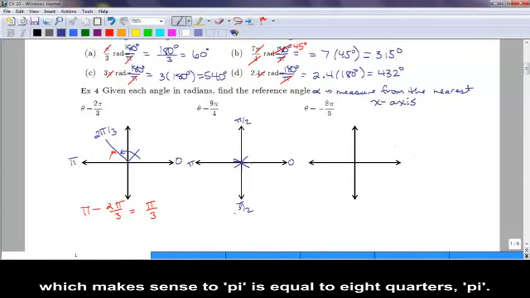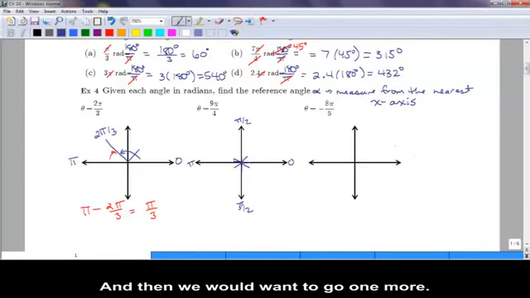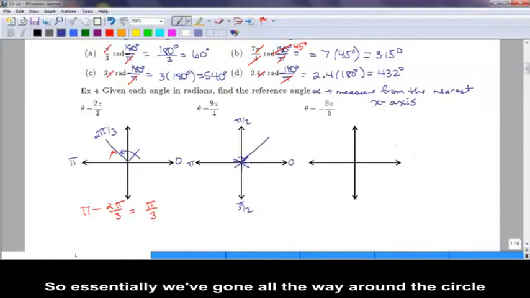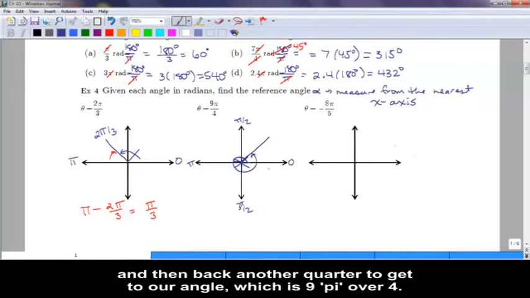2 pi is equal to 8 quarters of pi. And then we would want to go one more. So essentially we've gone all the way around the circle and then another quarter to get to our angle, which is 9 pi over 4.